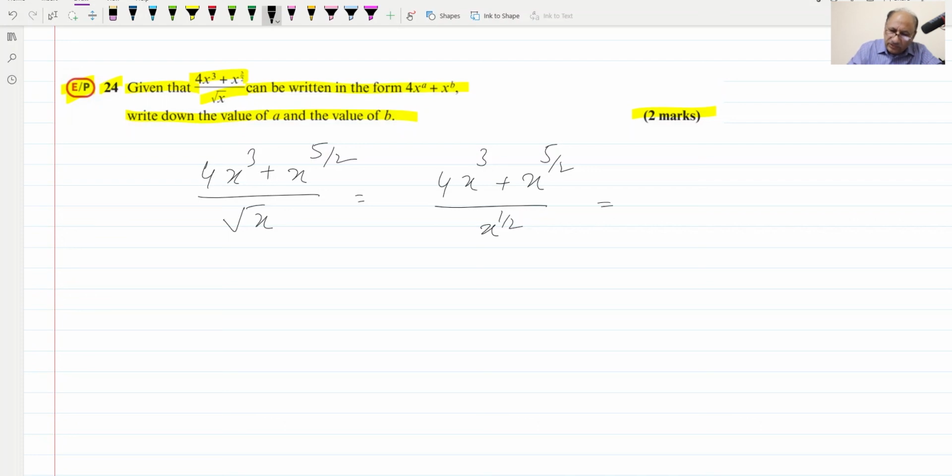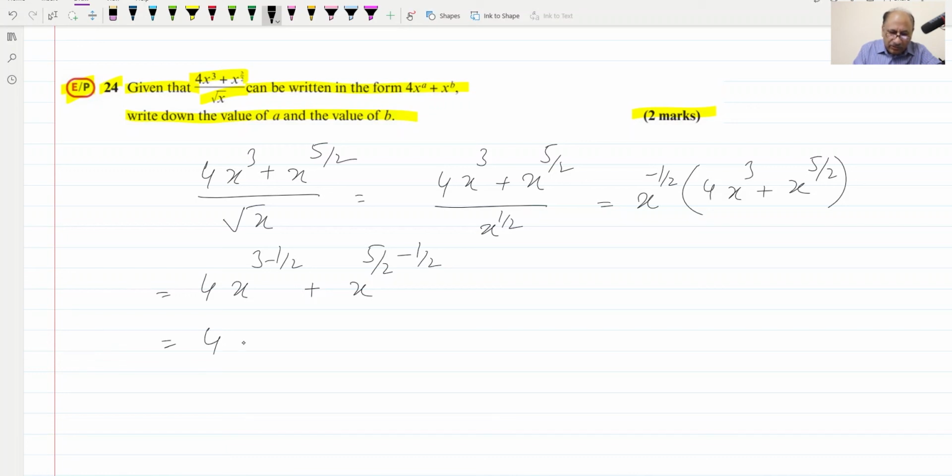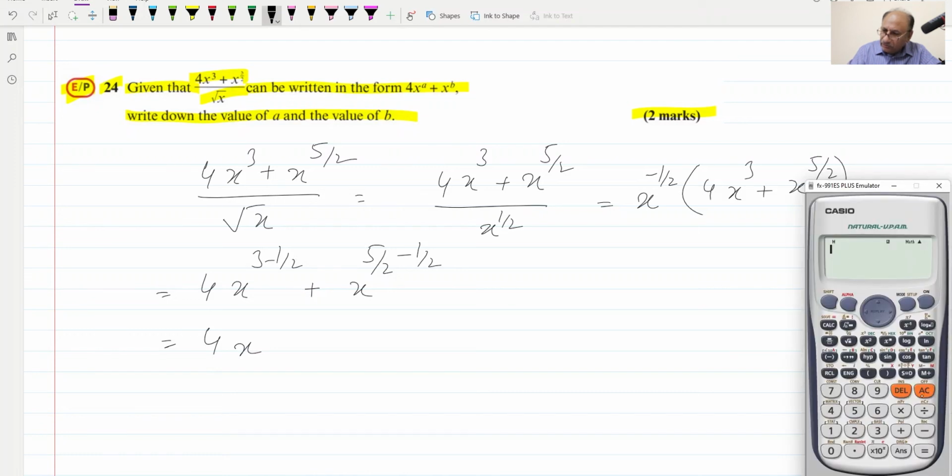And now we can shift this x raised to the power 1 by 2 to the numerator, and its power will change sign, so it will be 4x raised to the power 3 plus x raised to the power 5 by 2. Now we can further simplify, we can multiply inside, so it will be 4x raised to the power 3 minus 1 by 2 and plus x raised to the power 5 by 2 minus 1 by 2, and this will be equal to what? This will be 4 x raised to 3 minus 1 over 2 will be equal to 5 by 2.